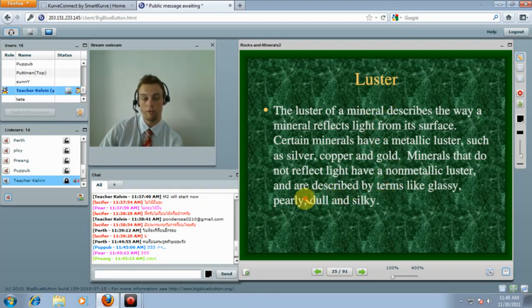We have other terms like glassy, pearly, dull, silky. If you look at something and it looks like it's been frozen, then it'd be frosted, or it could be glassy. If it's not shiny when it's exposed to light, it might have a non-metallic luster. So this is either how shiny is it or how not shiny is it.